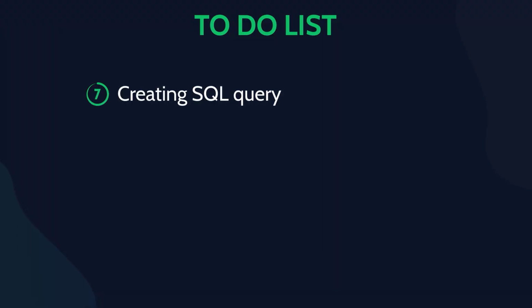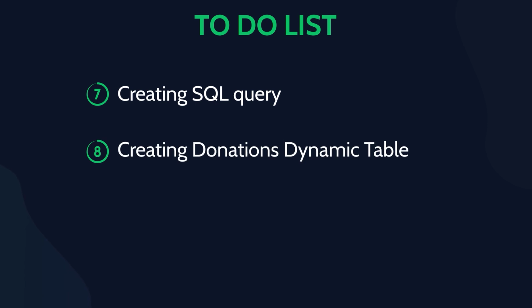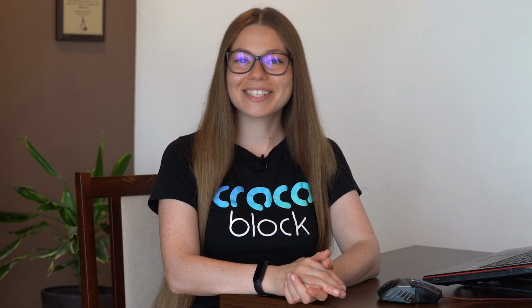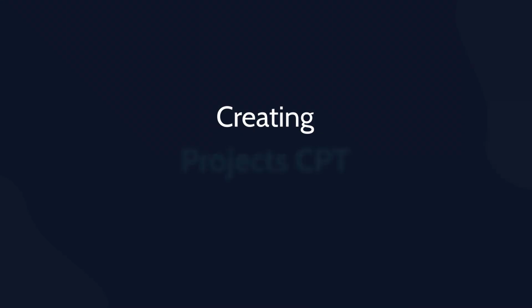We will create and set up an SQL query and then use it for adding statistics to our single page template and listing item. This will be done with the help of the Query Builder feature. Then we will build and customize donations table. And last but not the least, we will adjust all pages of the site to make sure that it is mobile responsive. Okay guys, shall we get started?